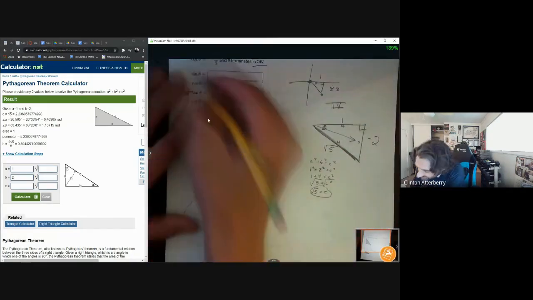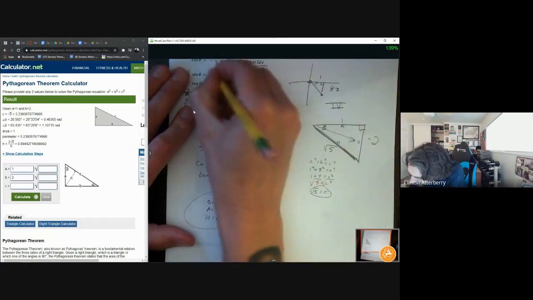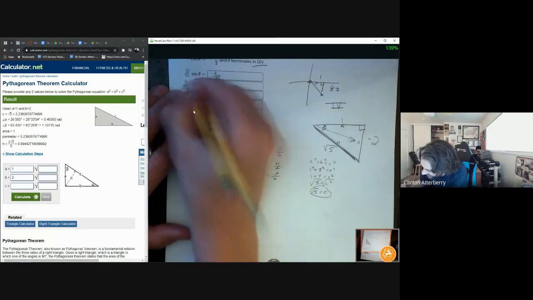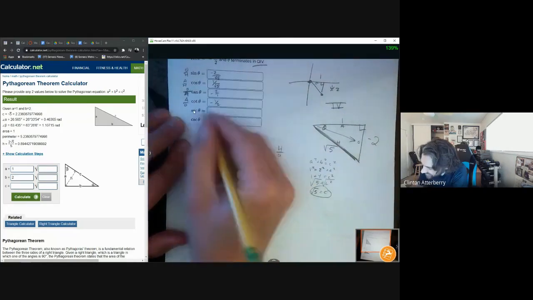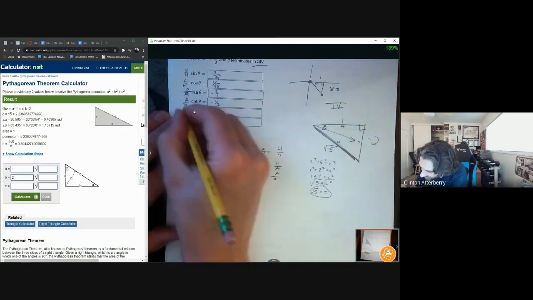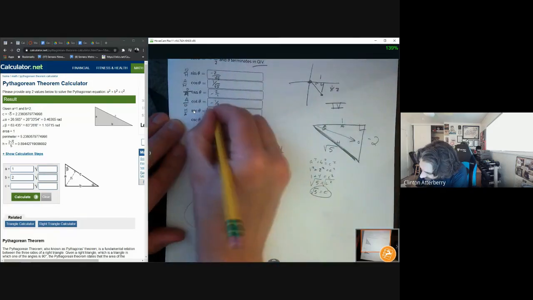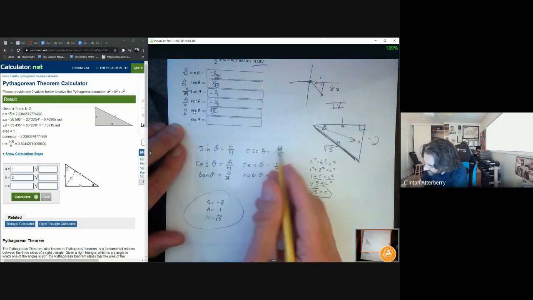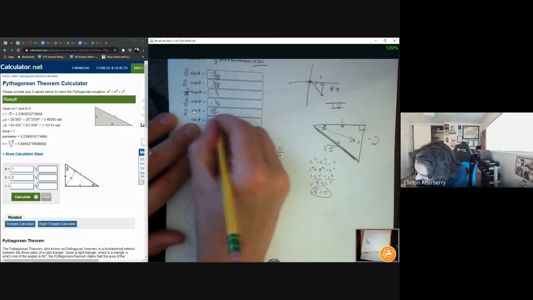So sine is opposite over hypotenuse, so -2 divided by the square root of 5. Cosine is adjacent over hypotenuse, so 1 over square root of 5. Secant is hypotenuse over adjacent, so radical 5 over 1. And then lastly, cosecant, which is hypotenuse over opposite, so radical 5 over -2. I'll put the negative out front.